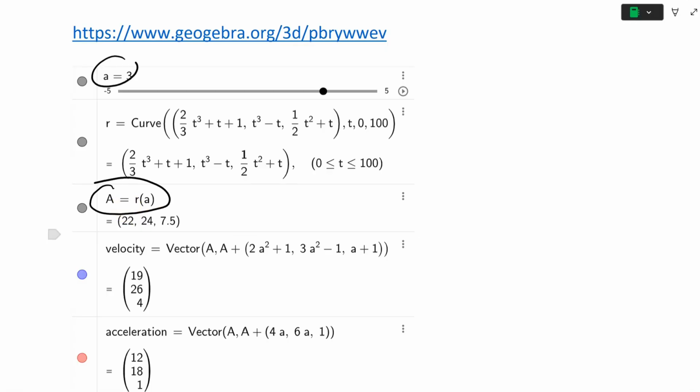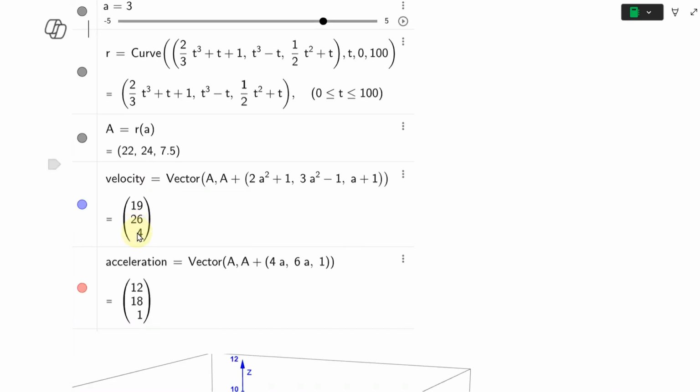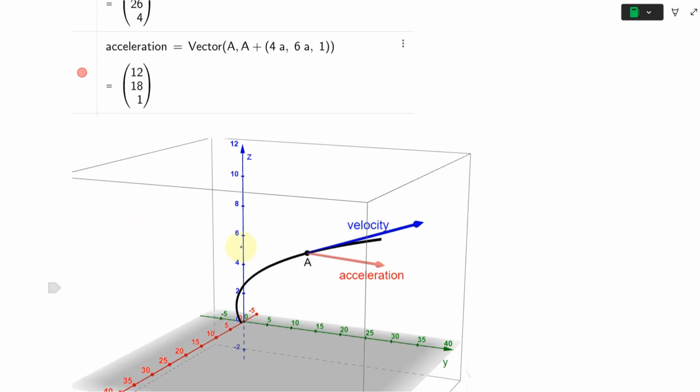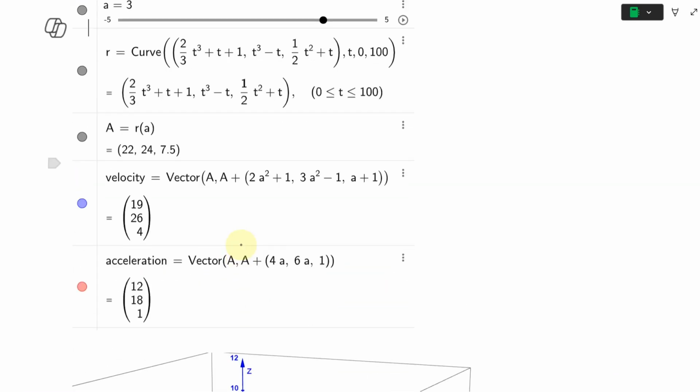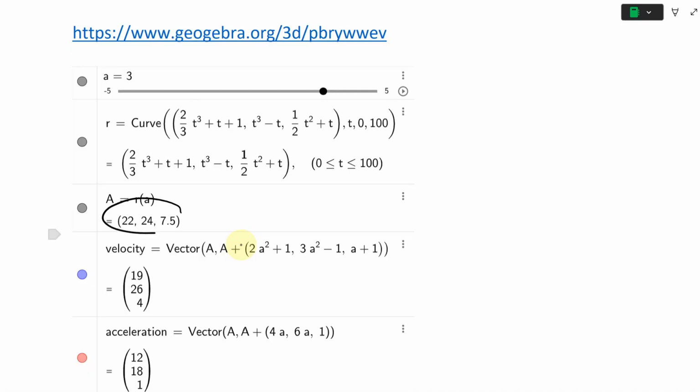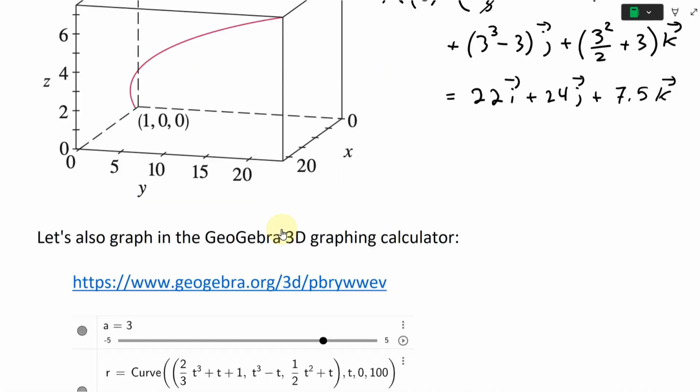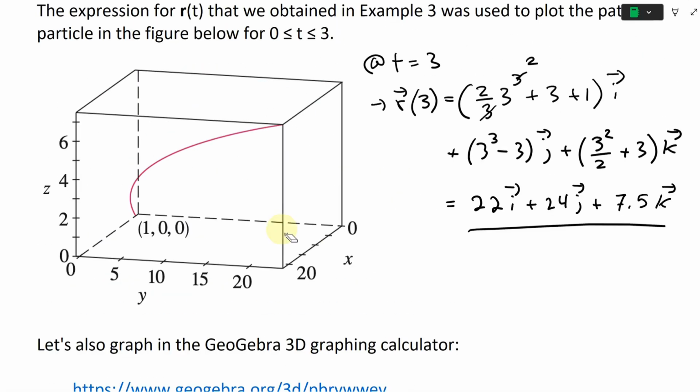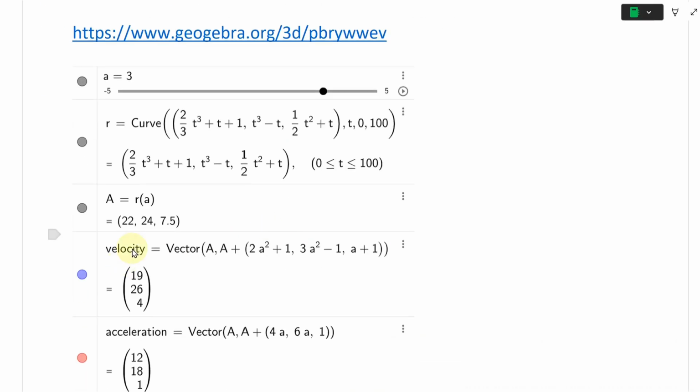Well, actually, no, it's not a starting point. It's just the point on it that I'm going to take the vector from. And initially, this is the a. This is at t equals 3. And again, notice that at t equals 3, what we have is 22, 24, 7.5. So exactly what we just solved there. That's for this a, where a is 3.